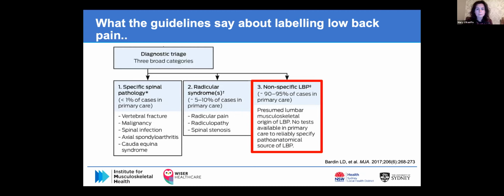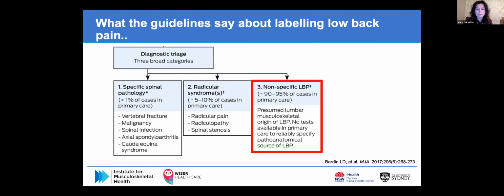In the second category, we have radicular syndromes. They are people that have back pain, but where their leg pain and leg symptoms are more prominent. That could be with nerve root involvement, or it could be with spinal stenosis. But on the right, this is the group that we're really dealing with. Physiotherapists and massage therapists on the front line are dealing with the group that researchers and guidelines like to call non-specific low back pain. And we'll get on to a bit of the discussion and the problems with this label in a moment.